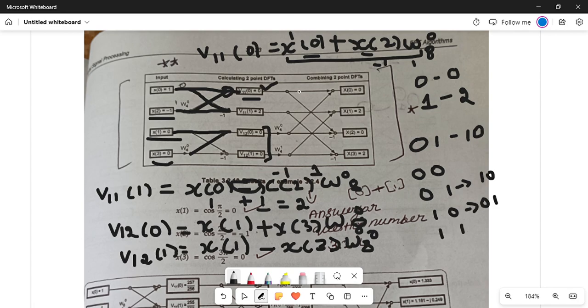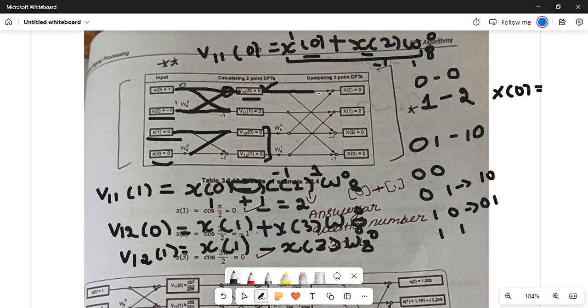Yeah. So now let me start solving this. According to this particular x of 0 equation, what is your x of 0 equation? Your x of 0 is equal to what? That is your v11 of 0.